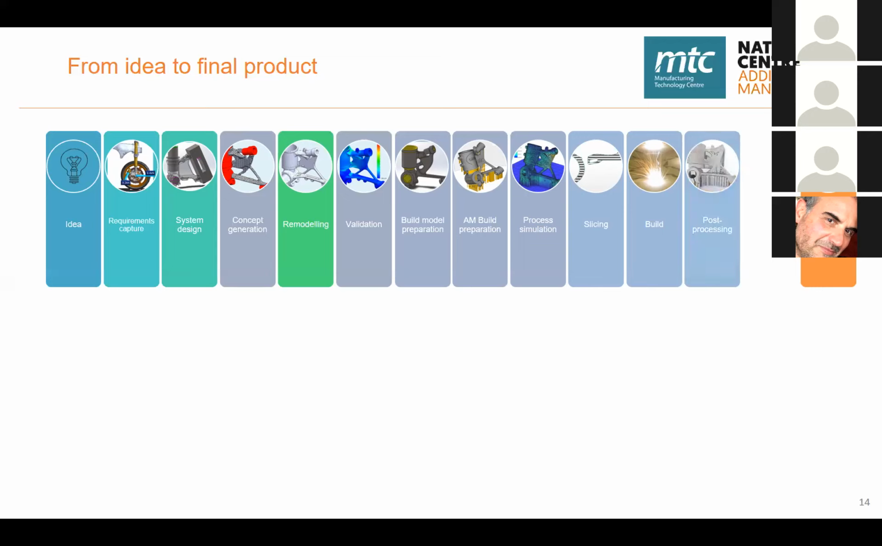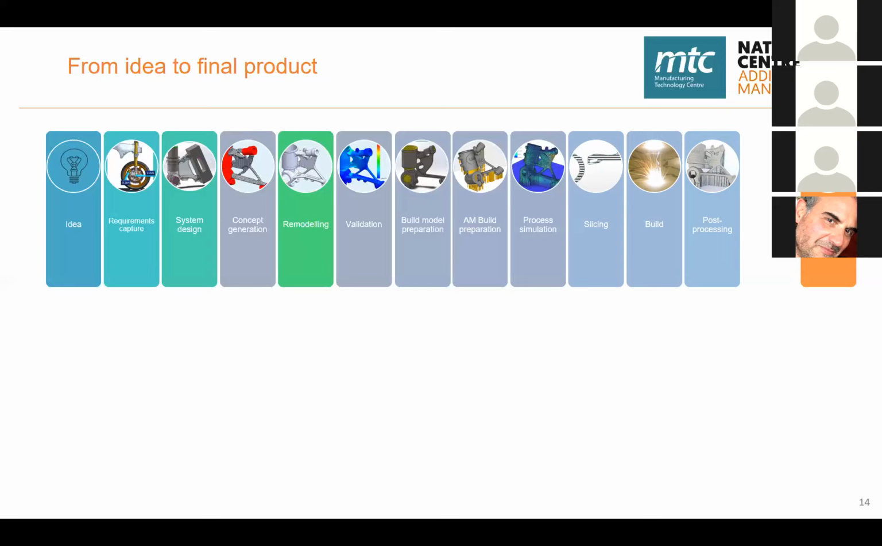But after the build, almost all the technologies need some post-processing afterwards. For some of the technologies, we need to add supports or heat sinks on the parts to be printed properly. So then we need to remove those supports, or we need to finish some areas or machine some areas.